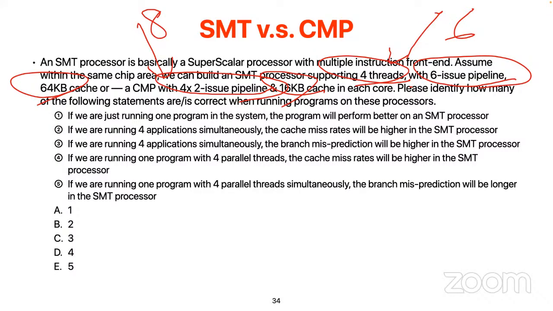Okay, when I say better, it's compared against CMP. You think it's better? Why? You have more resources and a larger cache, right? So the first one is probably pretty straightforward, right? How about the second one? If we are running 4 applications simultaneously, the cache miss rate will be higher on the SMT processor.